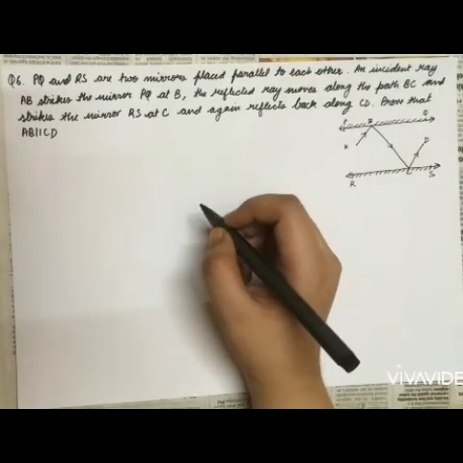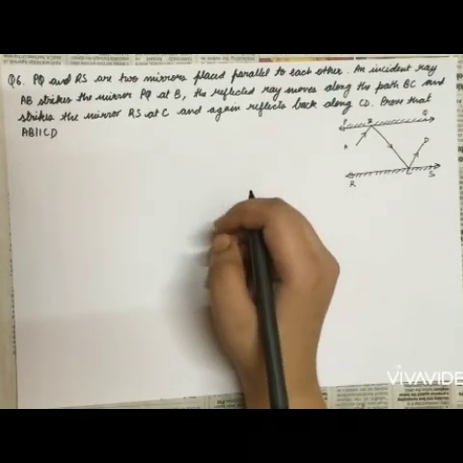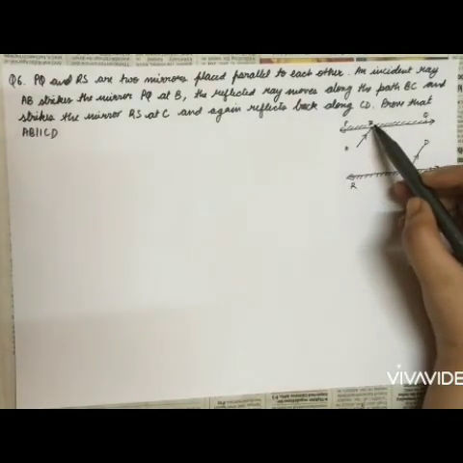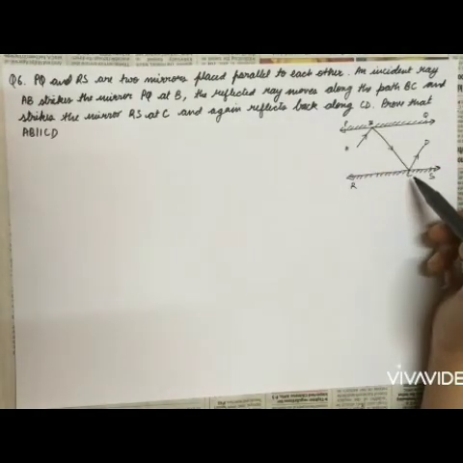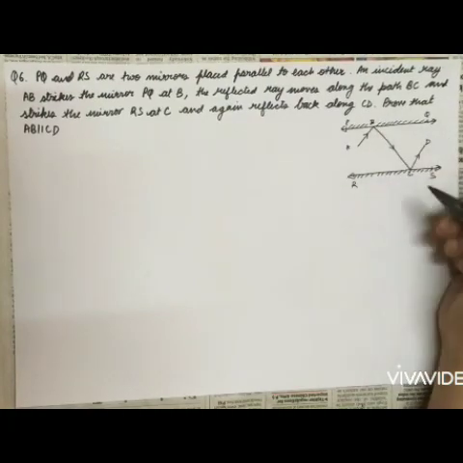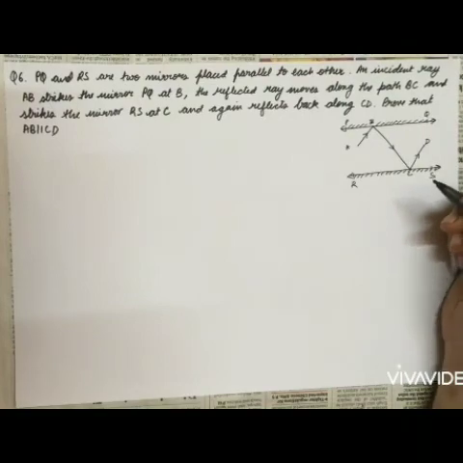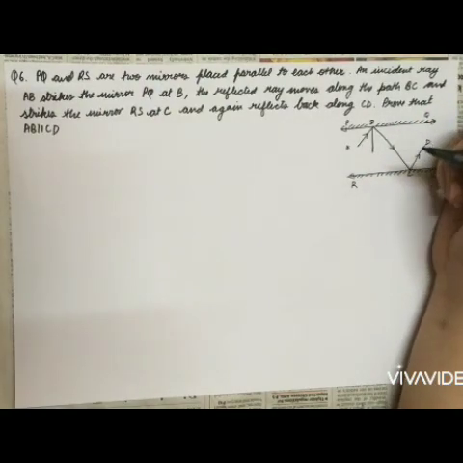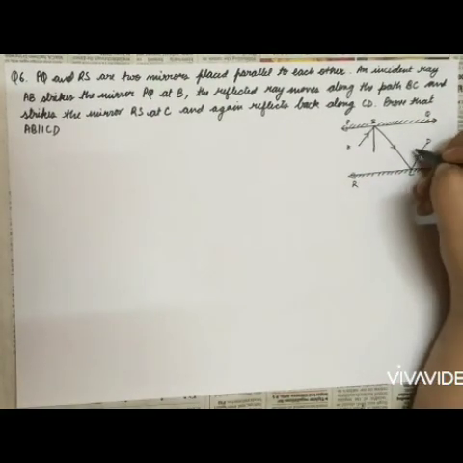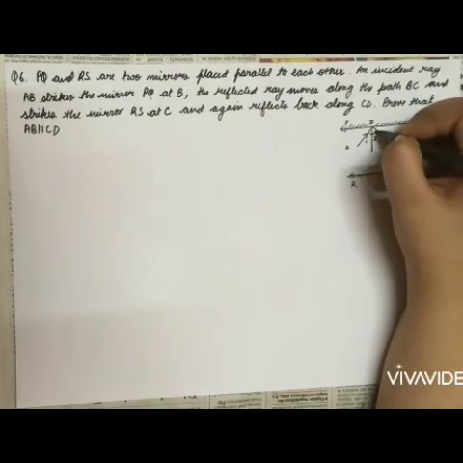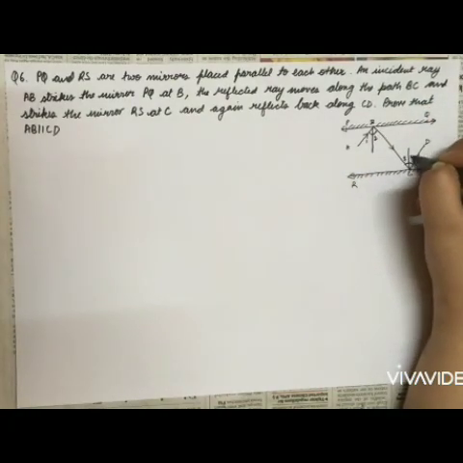Now the sixth question, it says PQ and RS are two mirrors placed parallel to each other. An incident ray AB strikes mirror PQ at B and reflected ray moves along the path BC and strikes the mirror RS at C and again reflects back along CD. We have to prove that AB is parallel to CD. Now for this we will draw a line BM perpendicular to PQ and CN perpendicular to RS. We will name these angles as 1 and 2 and 3 and 4.